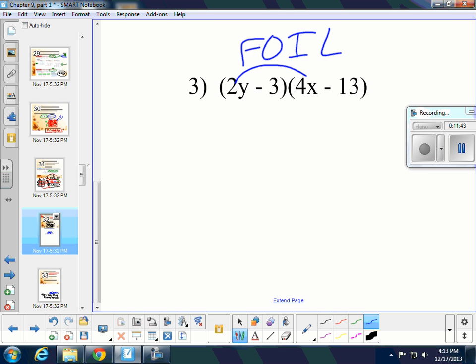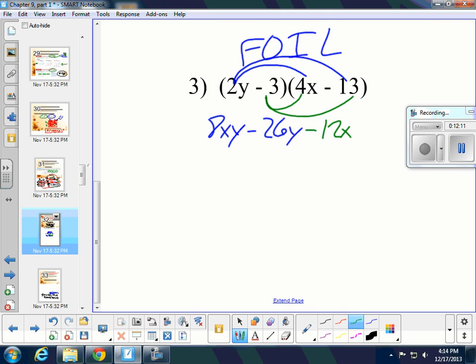So 2y times 4x. What's that going to give me? That's going to give me 8xy. So I just have both those variables after my number. 8xy. Those were the first terms. Here's the outside terms. 2y times negative 13 would give me negative 26y. Then I'll go to my second term here. And now my inner terms would be negative 12x. And then my last terms, negative 3 times negative 13, give me positive 39.